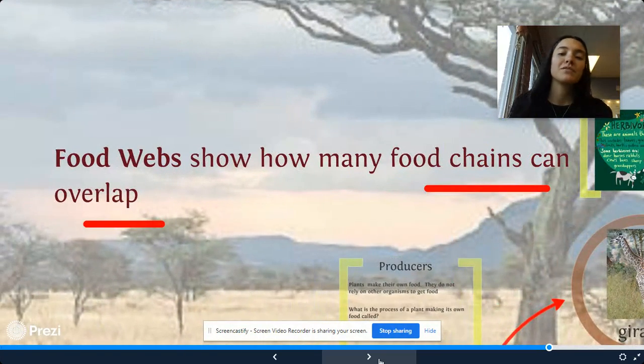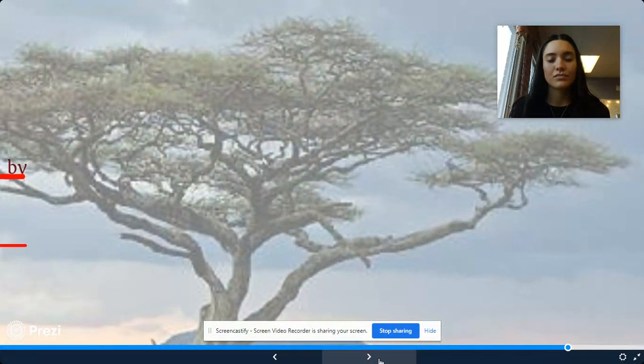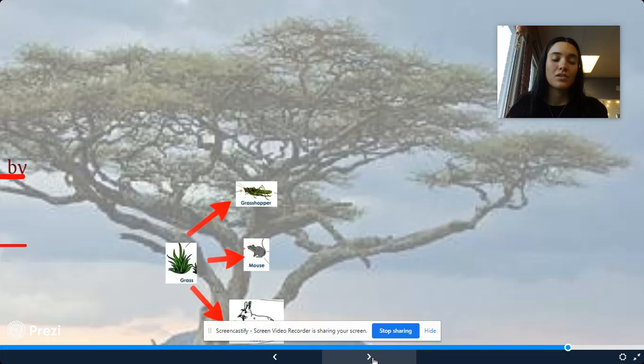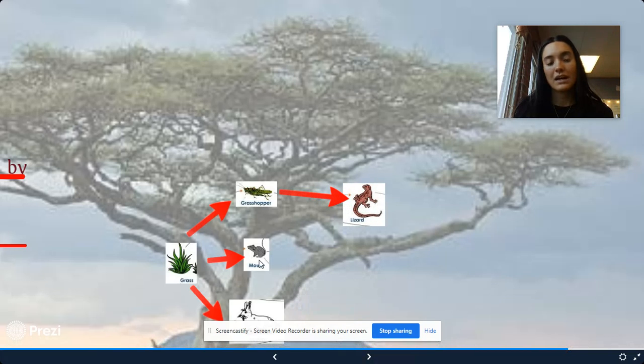Food webs show how many food chains can overlap. So we've got our producer, we've got our primary consumer. The grass goes into the grasshopper's mouth. The grass also goes into the mouse's mouth. And the grass also goes into the bunny's mouth. So these are all our primary consumers. This is our producer, primary consumers.